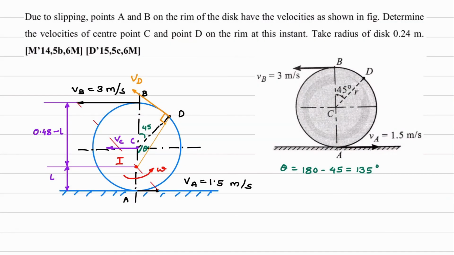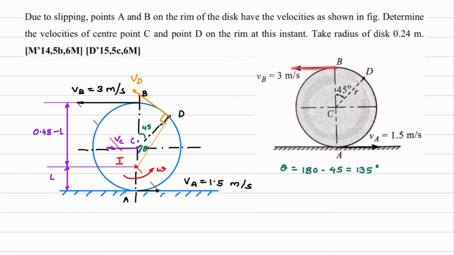So we will continue with numericals on ICR. I'll read the question. Due to slipping, points A and B on the rim of a disk have velocities as shown in figure. So this is the given diagram in the question. The velocity of point A is 1.5 meter per second, and the velocity of point B is 3 meter per second.